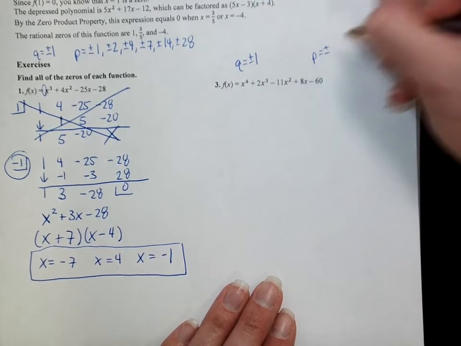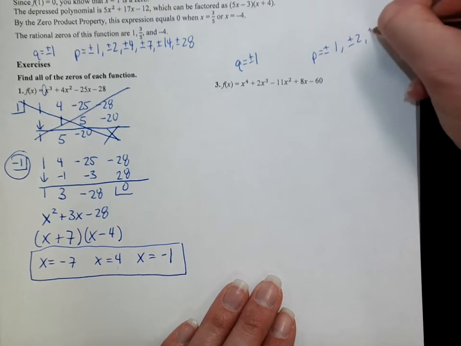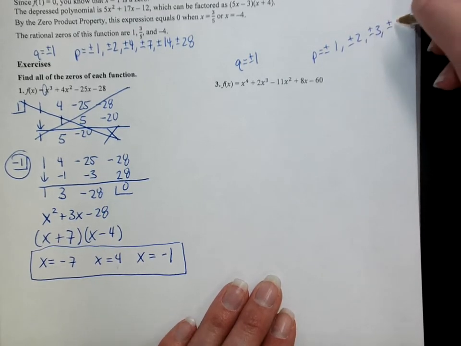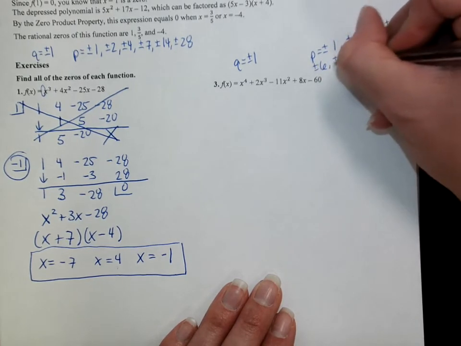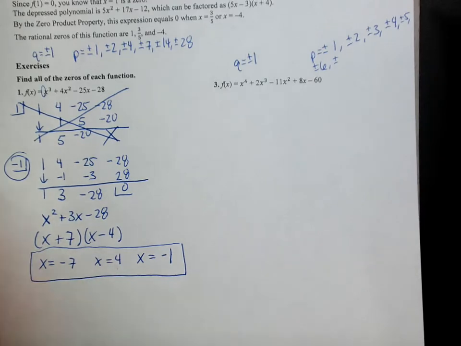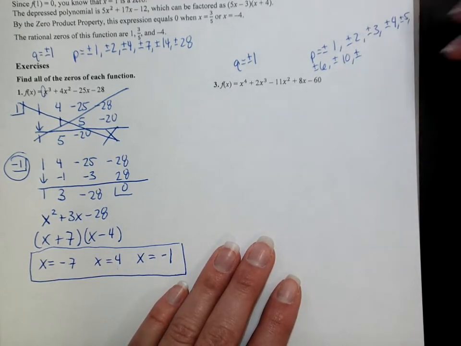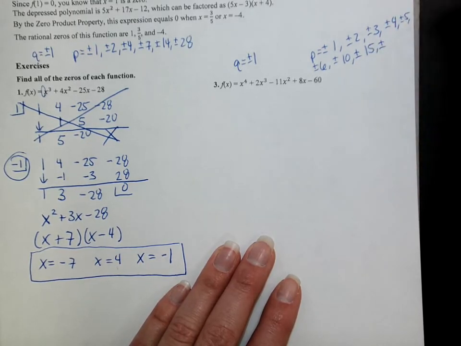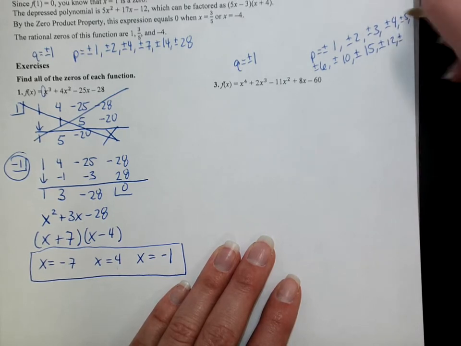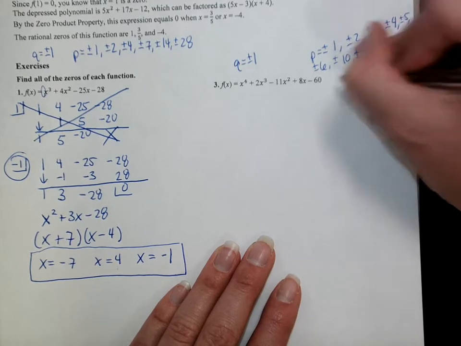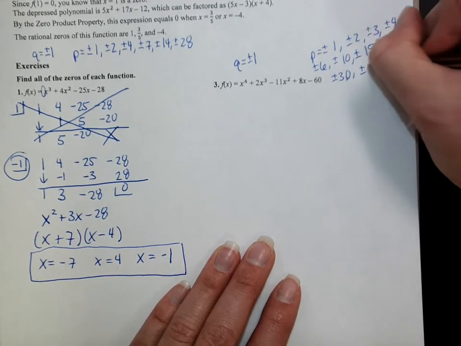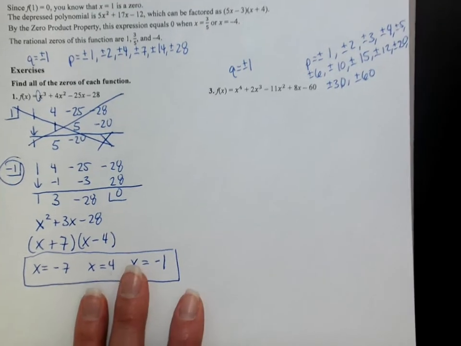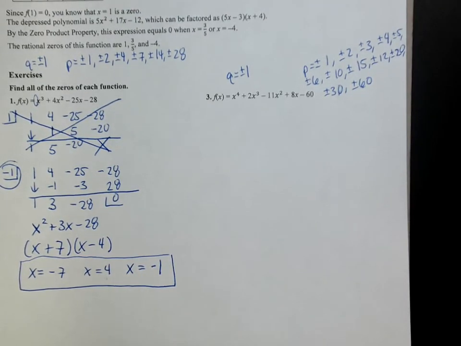P values, there's a lot here: 1 and 2 and 3 and 4 and 5 and 6 and 10 and 15 and, oh, I skipped one, 12 and 20 first, 30 and 60. Gross. Sorry that got so crazy. But I just got to pick one. Okay, pick one to try.